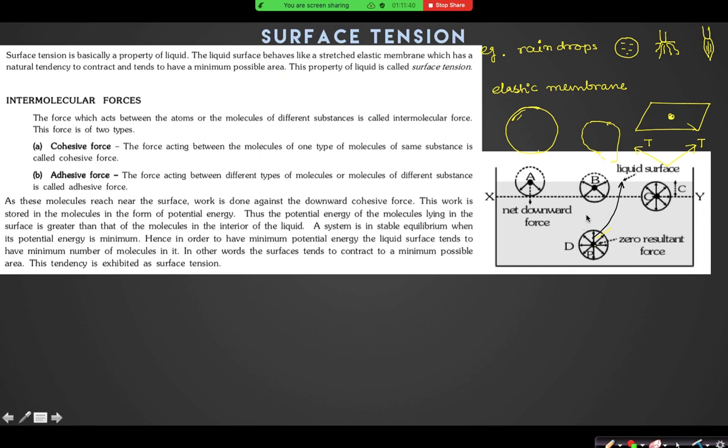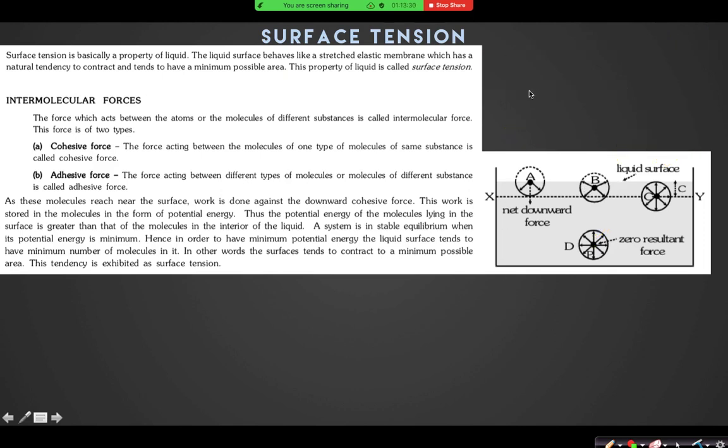If you increase the free surface area, basically you are increasing the surface energy, right? In order to minimize the surface energy, the water free surface or any liquid free surface will always try to attain a minimum shape or minimum surface area. For example, you have a soap bubble, right?